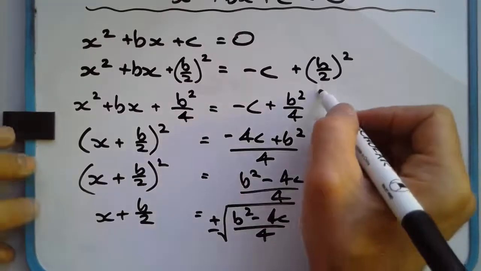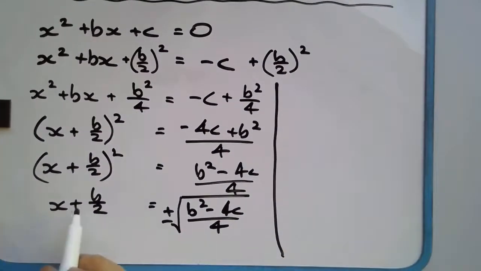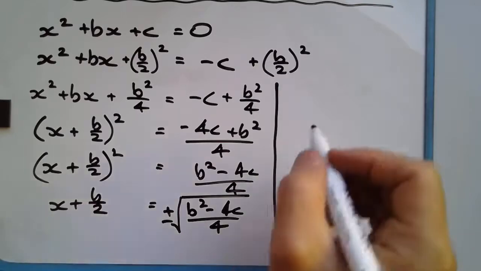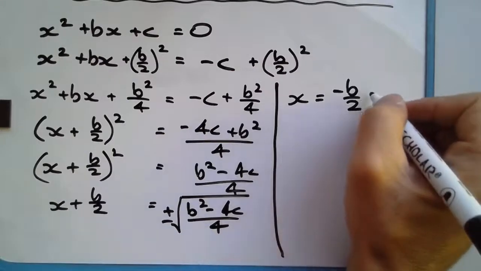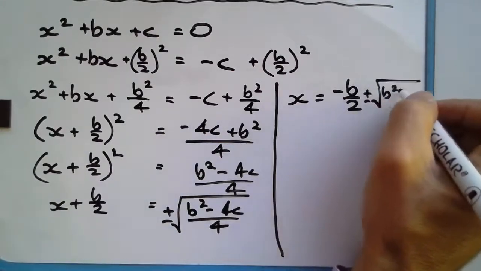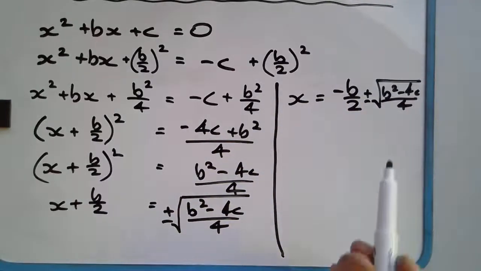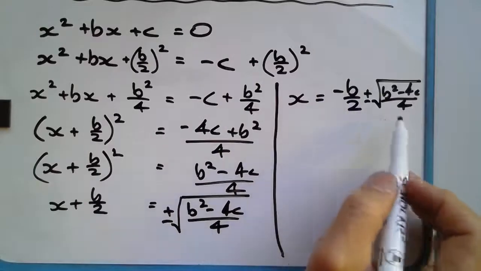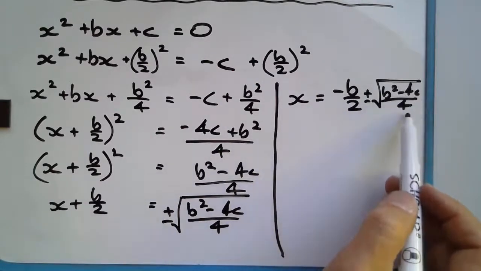Now we're going to subtract b on 2 from both sides. So x is equal to negative b on 2 plus or minus the square root of b squared minus 4c over 4. We can tidy this up a little more because we have the square root of b squared minus 4c over the square root of 4.